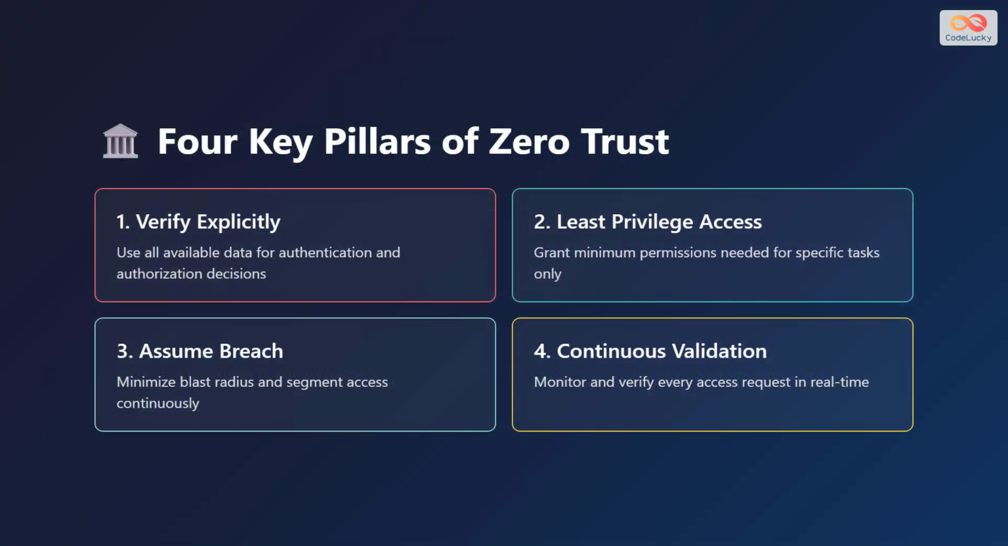Zero Trust is supported by 4 essential pillars. First, verify explicitly by using all available data points for authentication and authorization decisions. Second, implement least privilege access, granting only the minimum permissions needed for specific tasks. Third, assume breach by minimizing the blast radius and segmenting access continuously. Fourth, maintain continuous validation by monitoring and verifying every access request in real time. Together, these pillars create a comprehensive security framework.